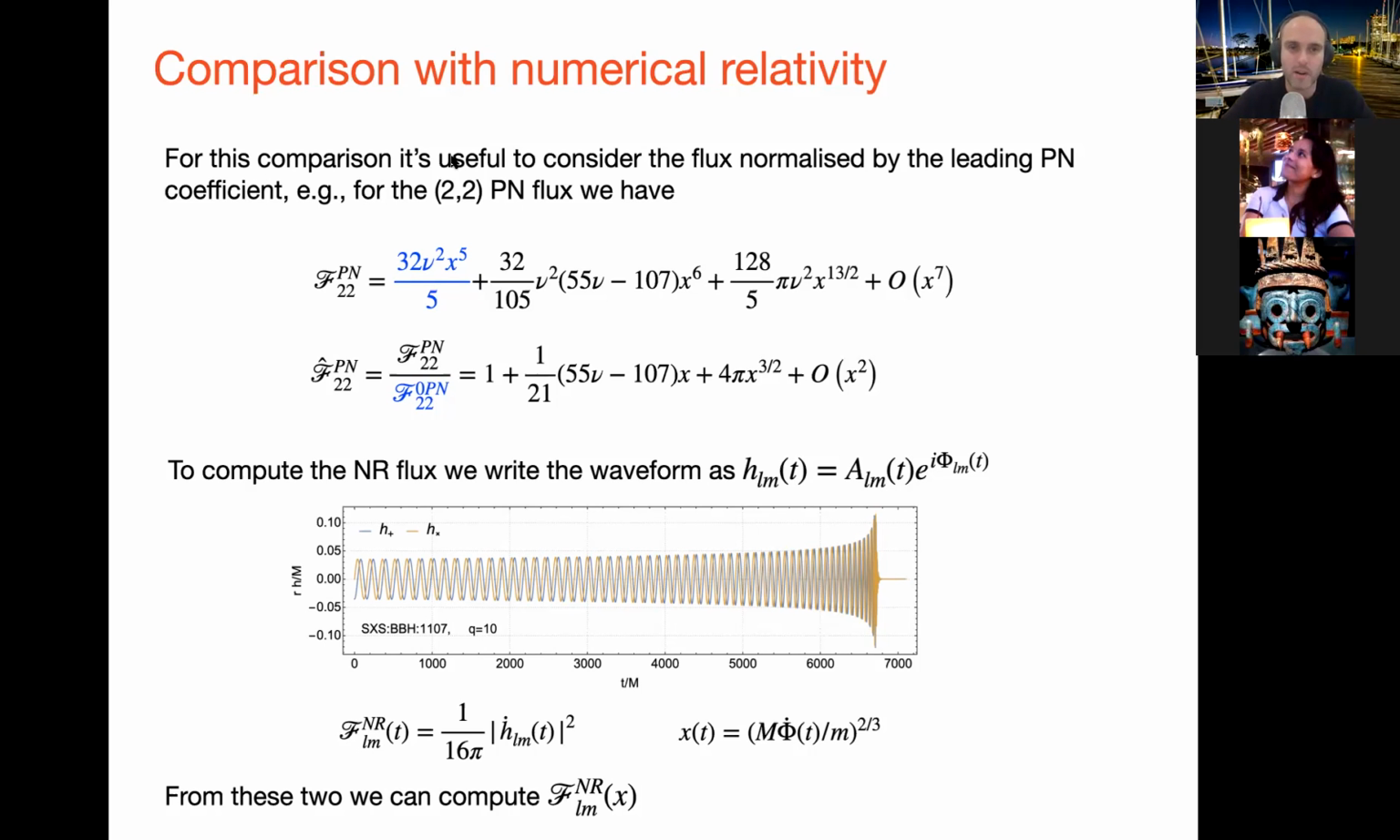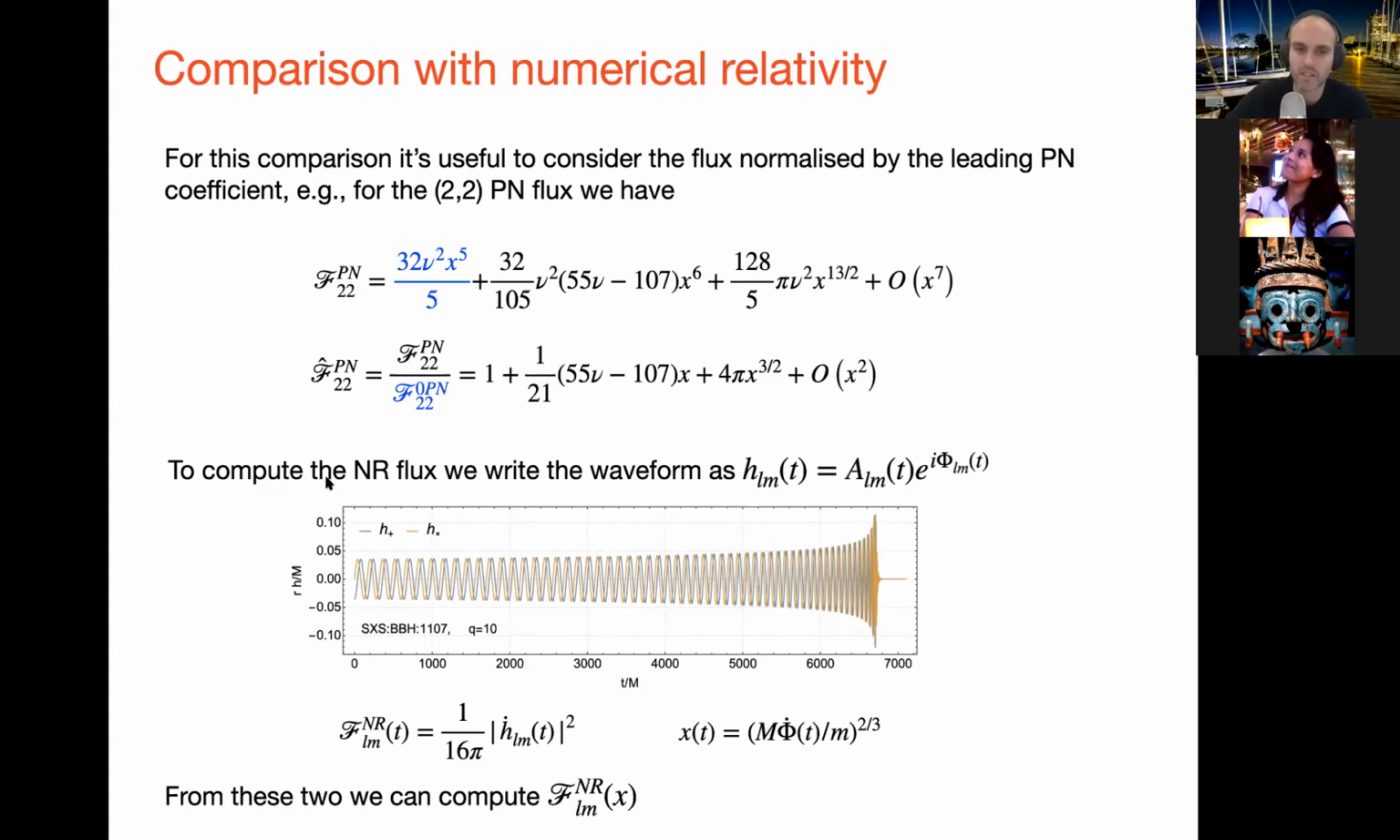So for this comparison, which really just happened in the last couple of months, it's useful to consider the flux normalized by the leading post-Newtonian term. So here, for example, is the 2-2 flux for the PN series. This is the famous 32 over 5 nu cubed x cubed, the quadrupole term. And then here are the subdominant terms. I'm going to define an f hat to be the normal flux divided by the leading PN term. So this normalizes the first term of that series to be 1. And then this is the rest of the expansion. There are more terms known, I just haven't shown them here.